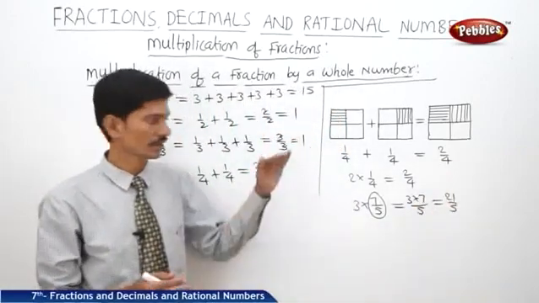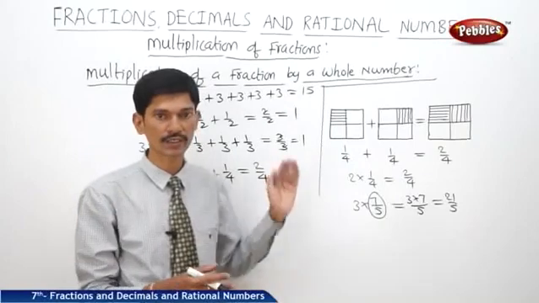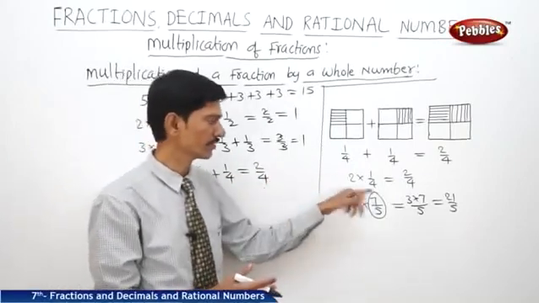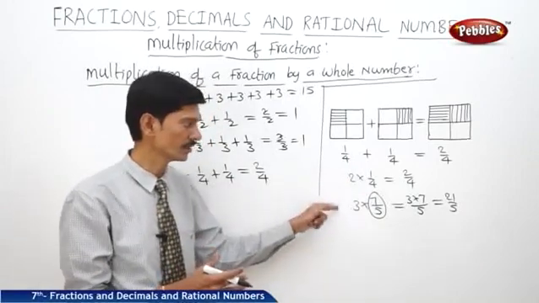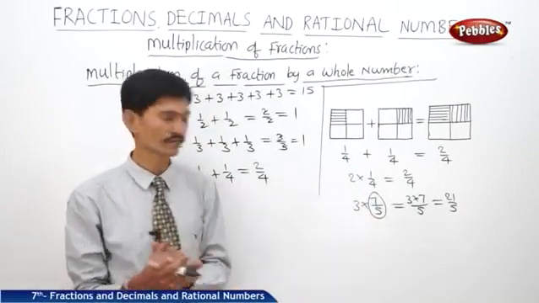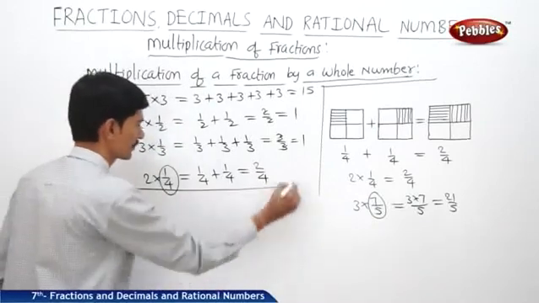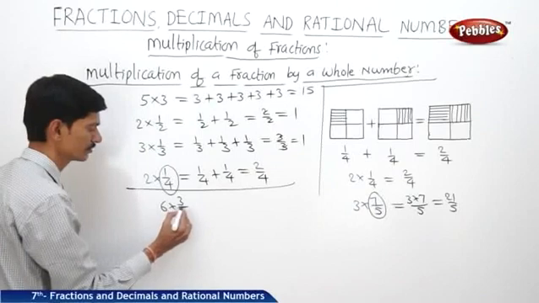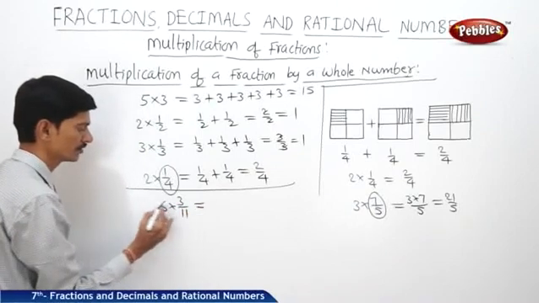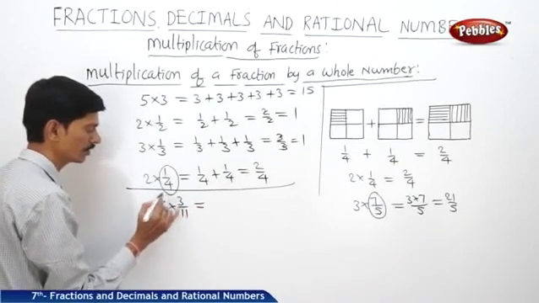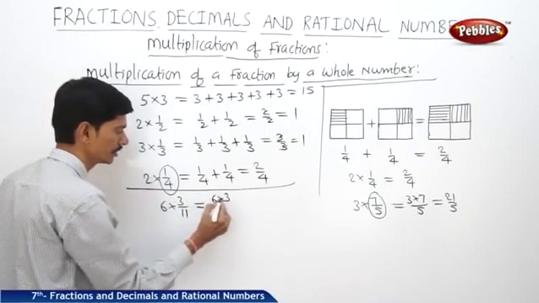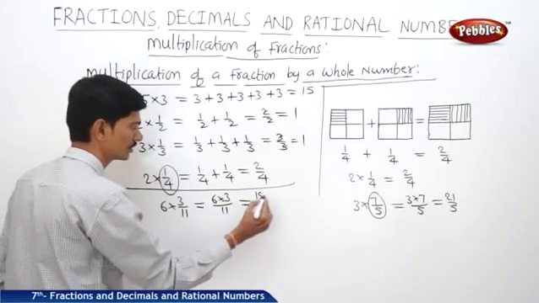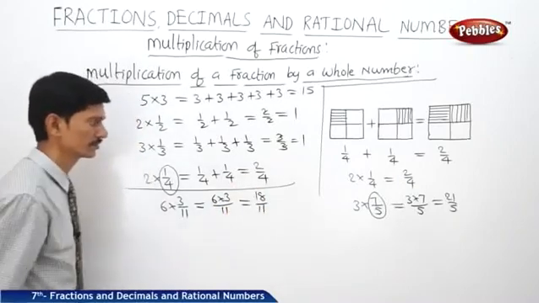So when you multiply a proper fraction or an improper fraction with a whole number, we multiply the numerator of the proper or improper fraction with the whole number keeping the denominator same. Now for example, 6 into 3 by 11. So this equals, we will multiply the numerator with the whole number, 6 into 3, keeping the denominator same, 11. So this equals 6 threes are 18 by 11.